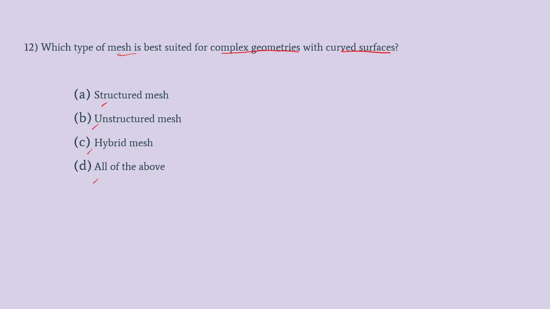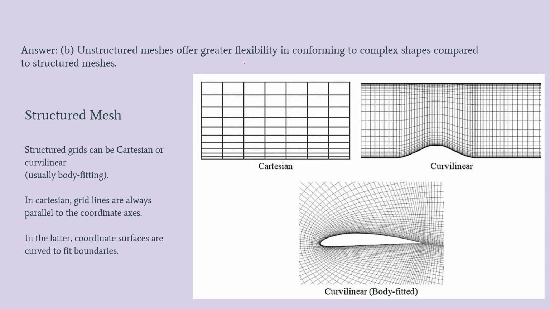So to answer the question, we should understand the different types of meshes. And obviously, our answer is option B, unstructured mesh. So here, the question asks for complex geometry and that too with curved surfaces. The first kind of mesh in our options was structured mesh.